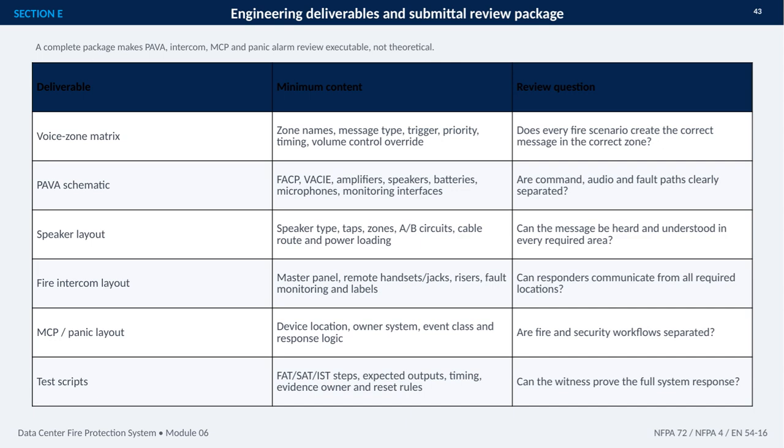The voice zone matrix defines the message, trigger, priority, timing, and volume override for each zone. The PAVA schematic then shows the FACP, VACIE, amplifiers, speakers, batteries, microphones, and monitoring interfaces, with command, audio, and fault paths clearly separated.